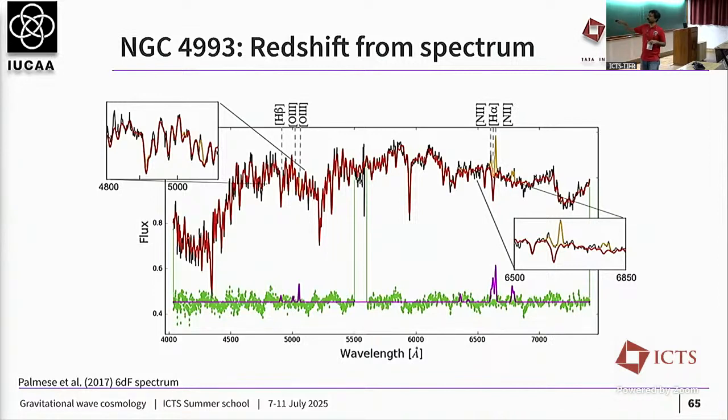And so once you know the redshift, and you have the measurement of the distance from the gravitational wave event, you can try to put it together in order to get at the Hubble constant.